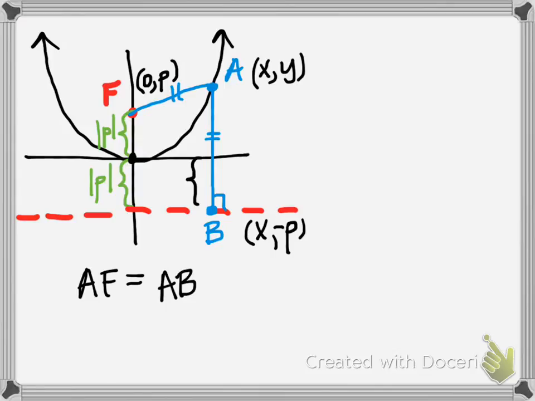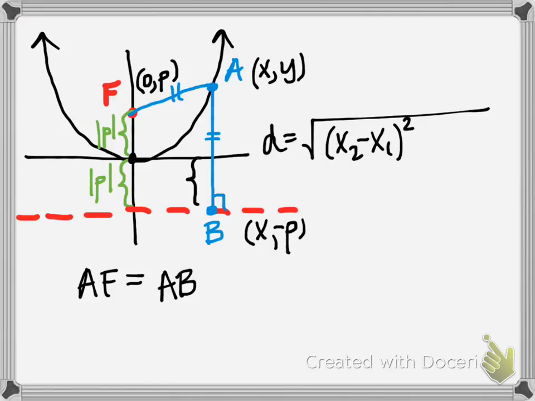And luckily, we have a distance formula that lets us compute the distance between 2 points on a plane. So let's go ahead and remind ourselves of the distance formula. So the square root of x sub 2 minus x sub 1, the quantity squared, plus y sub 2 minus y sub 1, the quantity squared. This will calculate the distance between any 2 points.